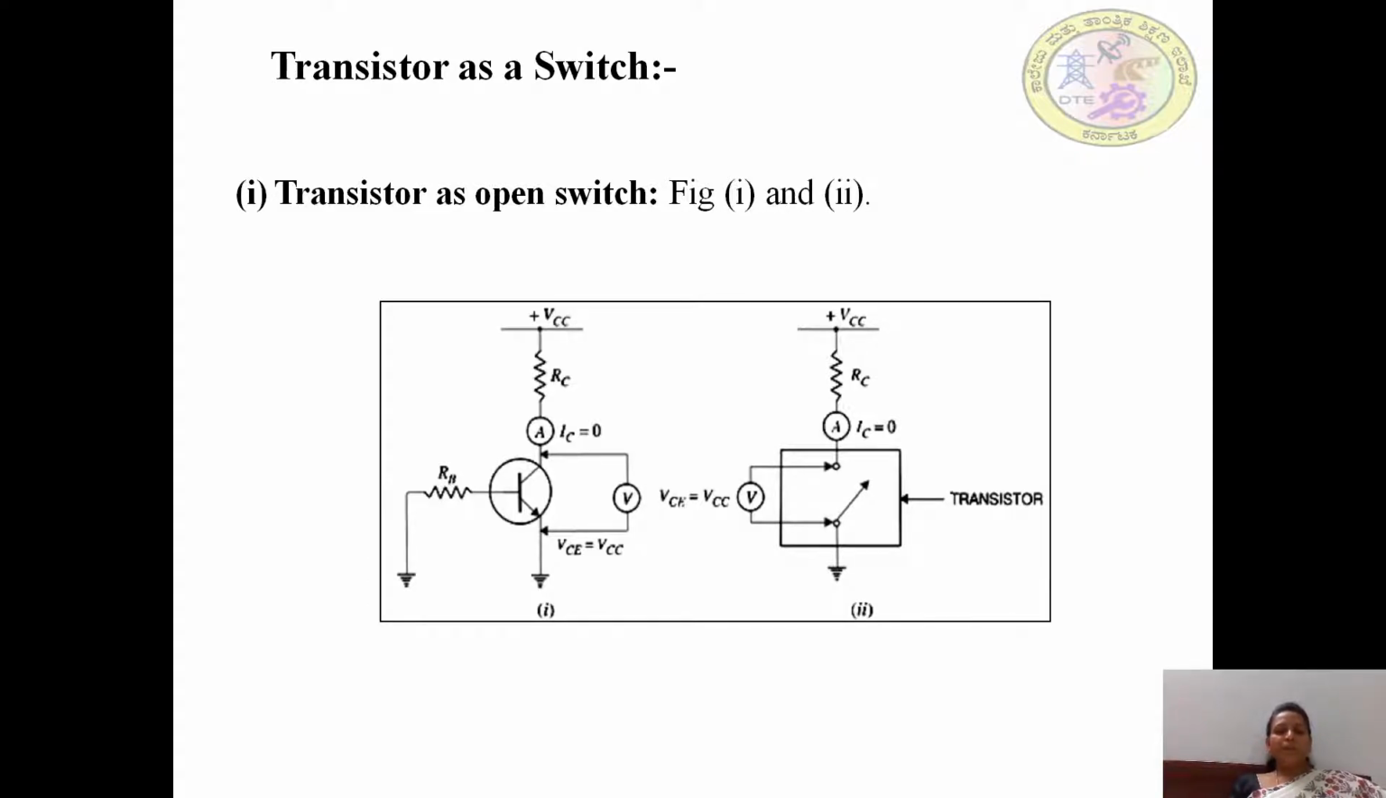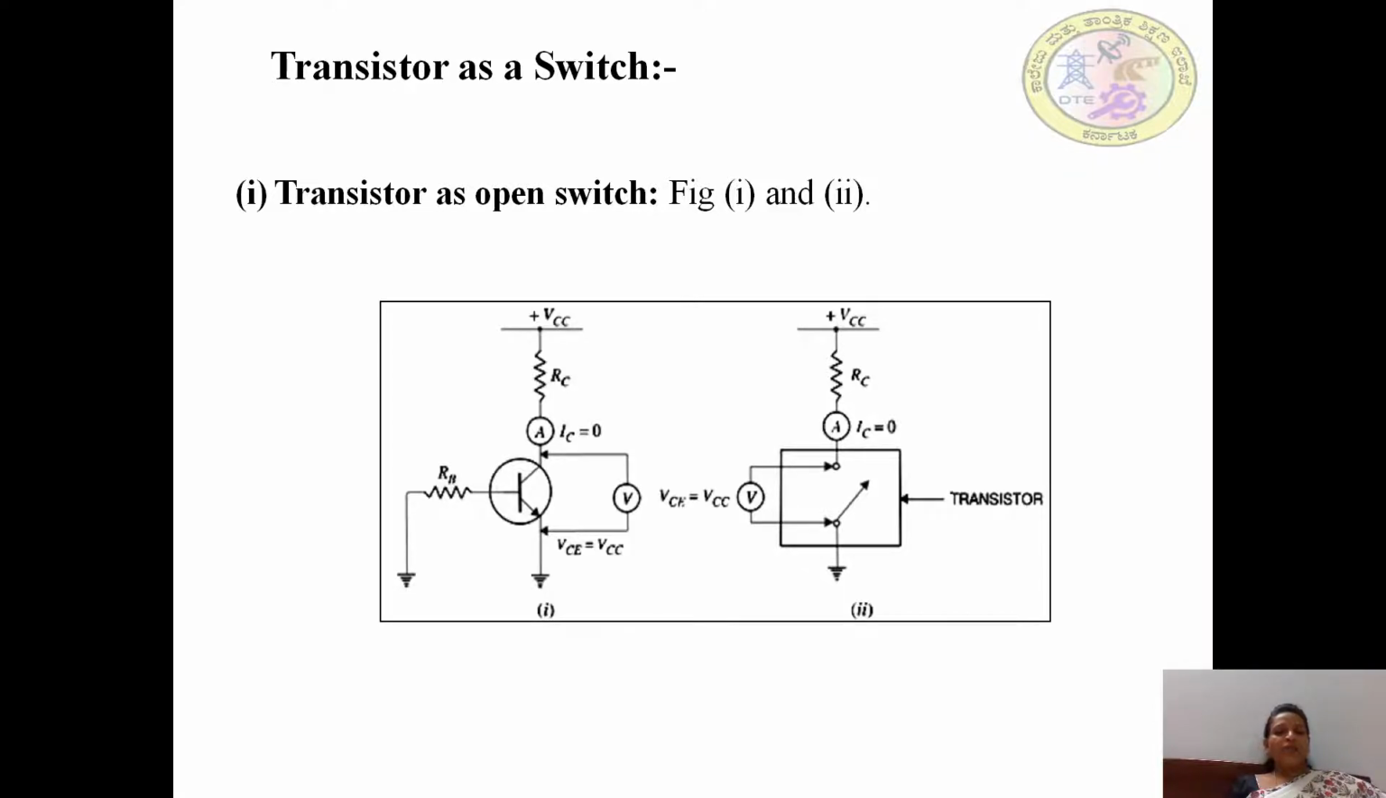So here is the picture of transistor connected in common emitter configuration to study how the transistor works as a switch. In the earlier sessions, you have already learnt about the three main operating regions of transistor. And what are those operating regions? One is cutoff region, saturation region, and active region.